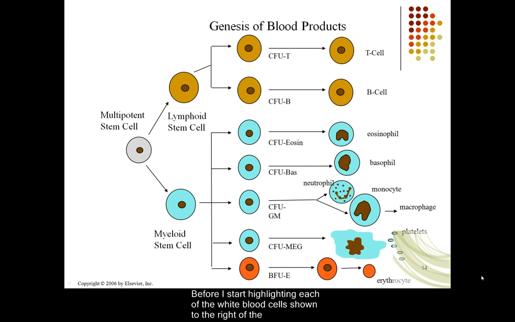Before I start highlighting each of the white blood cells shown to the right of the screen, such as T cells, B cells, eosinophils, basophils, and monocytes, I'd like to remind you that these cells are born from the hemocytoblast, the same cell that generates erythrocytes, or red blood cells.